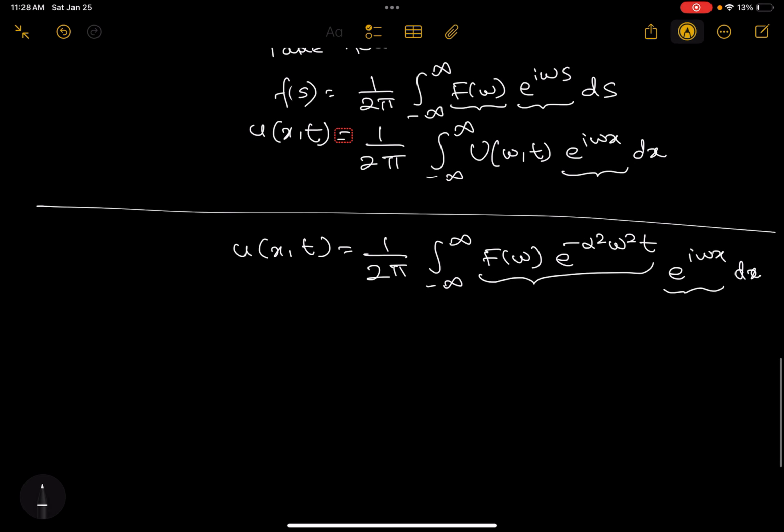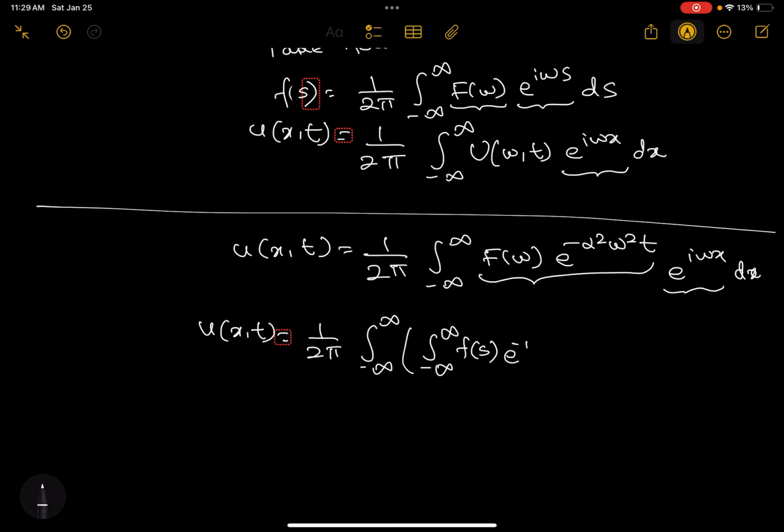Now after this, we know that F of omega was just the Fourier transform of f of x. So basically, I will write that. And since x is already used, in this case I will just use minus infinity to infinity, let's say f was a function of s, and then e to the power minus i omega s ds. This basically gives the Fourier transform of the function f, right? And that's what we need. Then e to the power minus alpha square omega square t, e to the power i omega x dx.